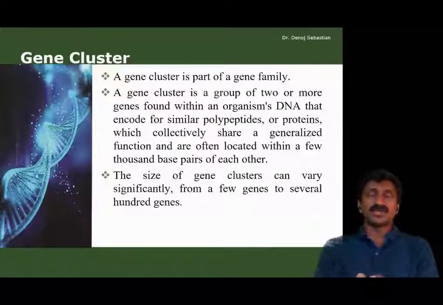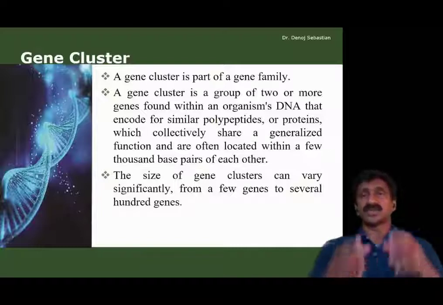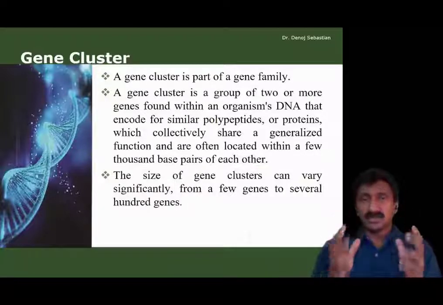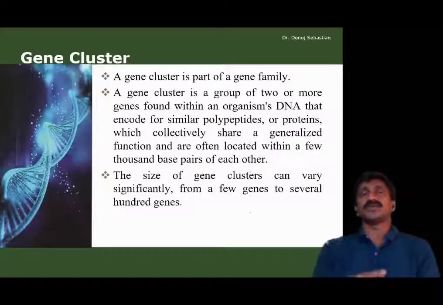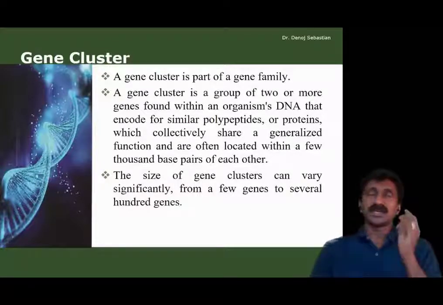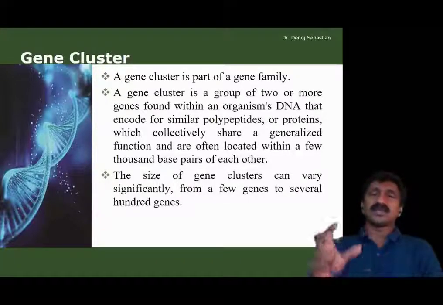If one gene is present in chromosome 21 and another one is present in chromosome 3, then that is not a gene cluster. The members of a gene cluster will have similar structure, similar function, and be placed together or in very close proximity on the chromosome. And the size of the gene clusters can vary significantly from a few genes to hundreds of genes, which are placed as a cluster.